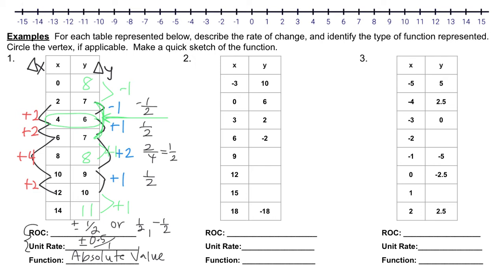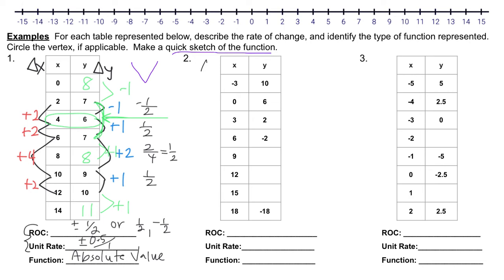To do my quick sketch, like it's asked up here, I am going to look at my change in y's. So I see that I'm going negative, negative, positive, positive. That means I'm decreasing at first and then increasing. So I know the basic shape is a V. And if I'm decreasing first, then my line needs to be going down before it goes back up. So that's all I'm asking for the sketch. Let's take a look at the next problems here.